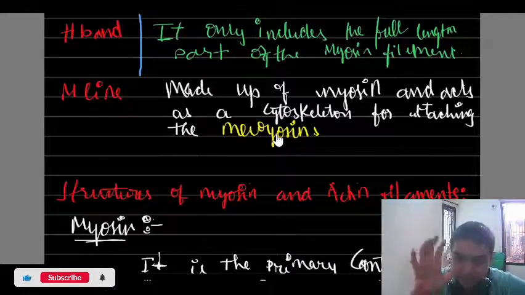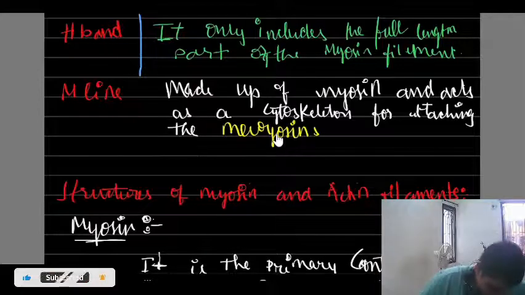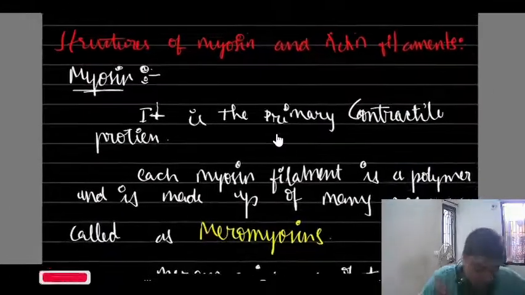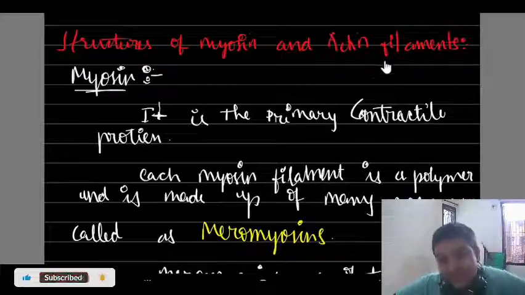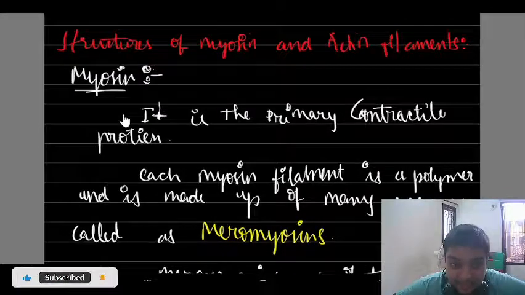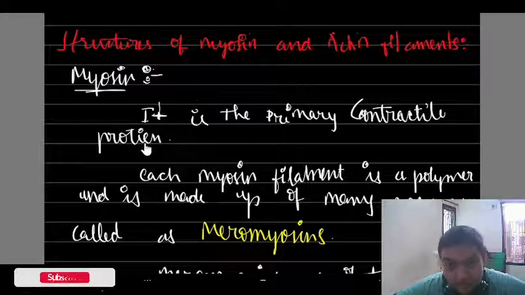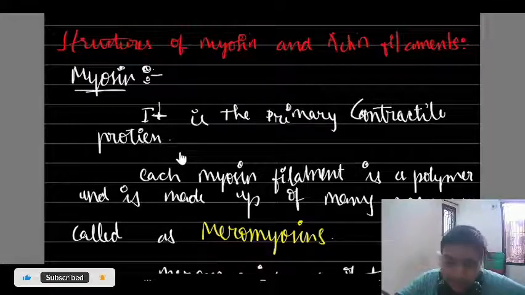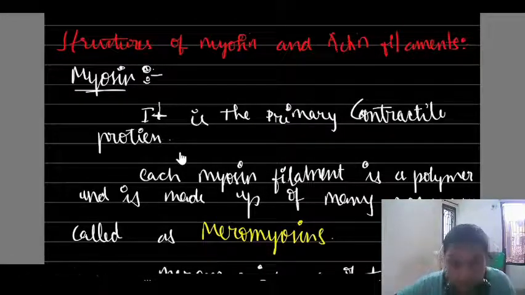It is present in the middle of the H band generally. Now let's move on to the structure of these myosin filaments and actin filaments. As I said, first let's see myosin. It is a primary contractile protein. I have already told you.